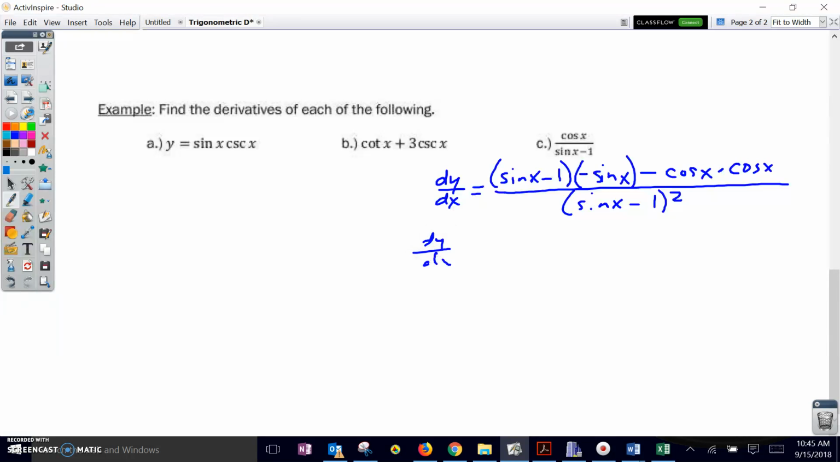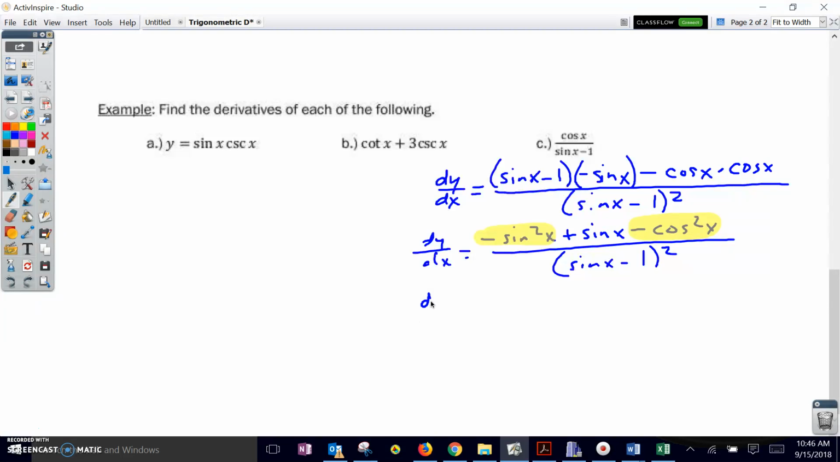Simplifying this, I get negative sine squared of x plus sine of x minus cosine squared of x all over the quantity sine of x minus 1, quantity squared. And ideally, I'd like to simplify my numerator as much as I possibly can. If I'm paying attention, I notice that I've got a negative sine squared and a negative cosine squared, which by the Pythagorean identity, that's going to be negative 1. And so I'm going to replace that with a negative 1, and that gives us sine of x minus 1 as our numerator.